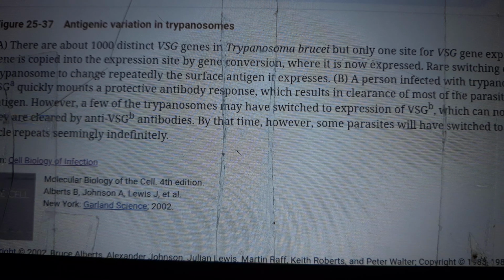A person infected with trypanosomes expressing one VSG quickly mounts a protective antibody response, which results in clearance of most of the parasites expressing this antigen. However, a few of the trypanosomes may have switched to expression of a different VSG, which can now proliferate until they are cleared by the new anti-VSG antibodies. By that time, however, some parasites will have switched to yet another VSG, and so the cycle repeats seemingly indefinitely.